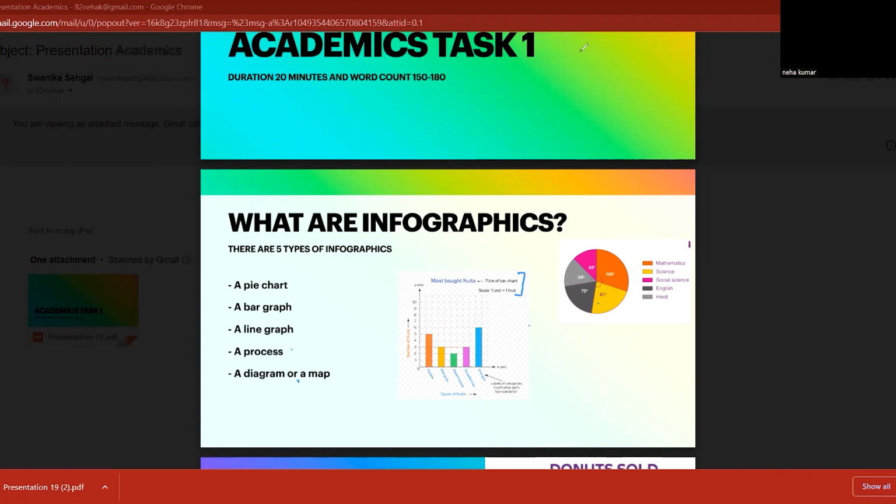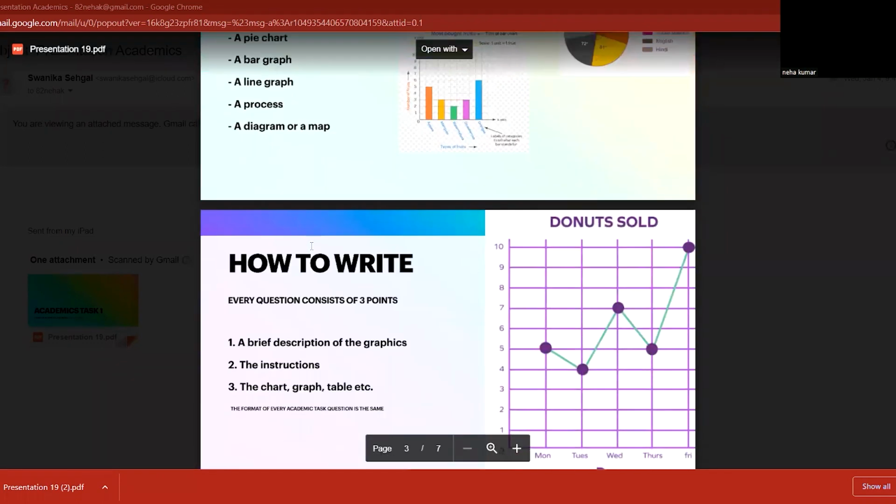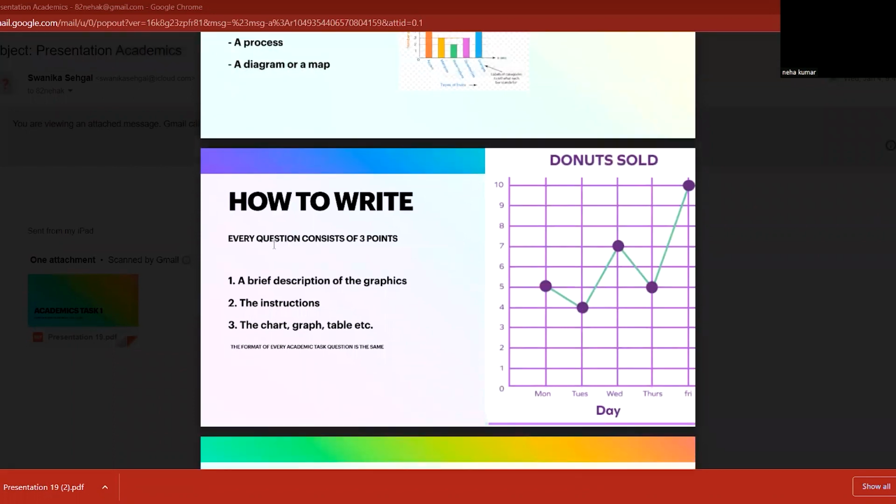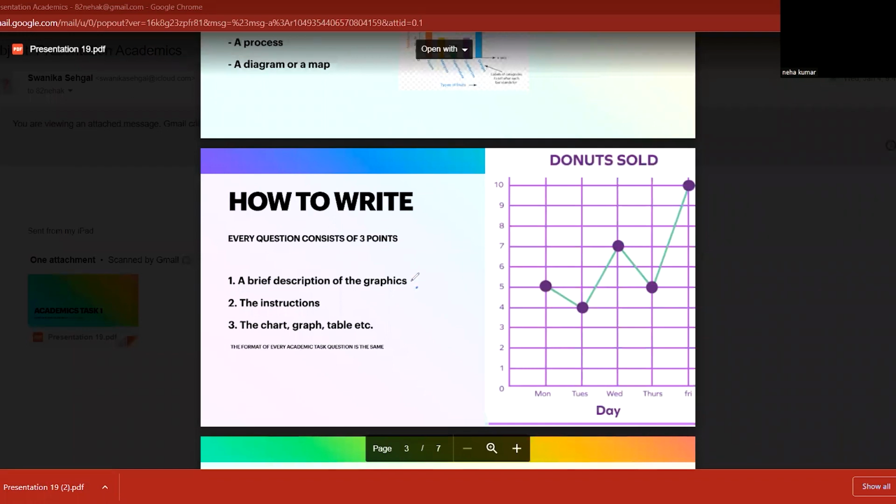Now you need to write what you are seeing from this part. You need to interpret it very carefully. How to write a report? Now every question of your report writing consists of 3 points. The first is a brief description of the graphics. What is the graph about? The second is the instructions about the word count, the time limit, and what you need to add in your graphs.